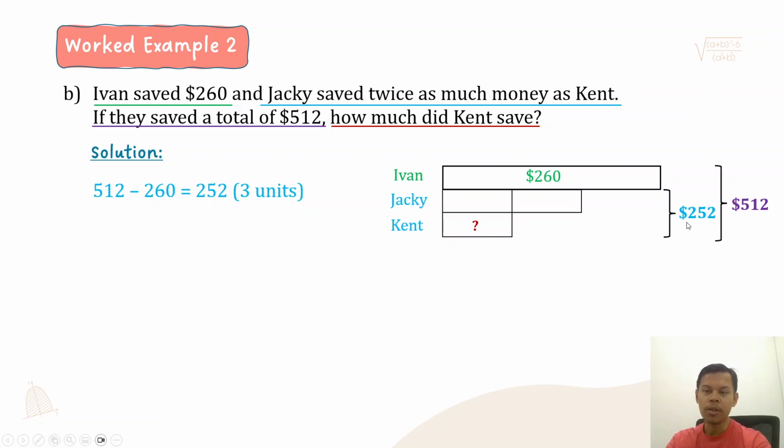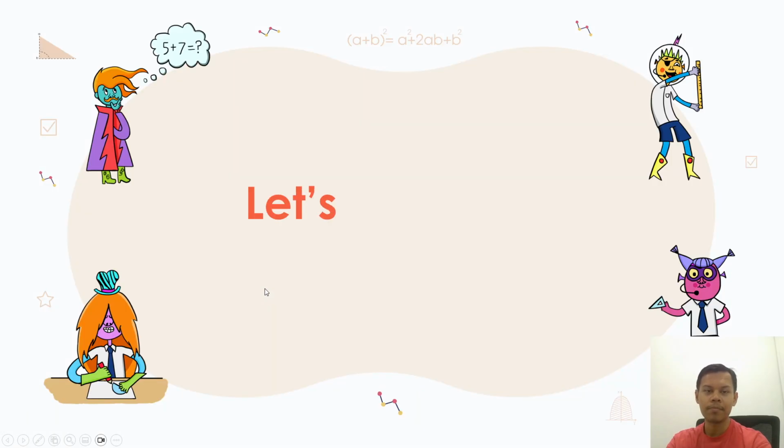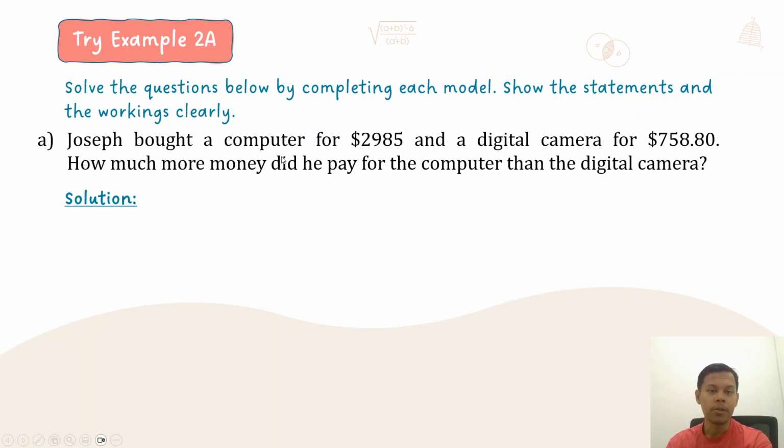Since now we know 252 is going to be equal to 3 units, how are we going to find for Ken? Very good. Just divide by 3. 252 divided by 3, we are going to get $84. So Ken saved $84.